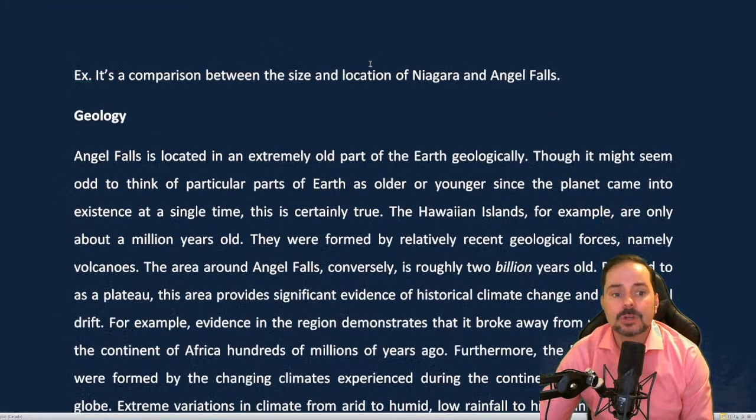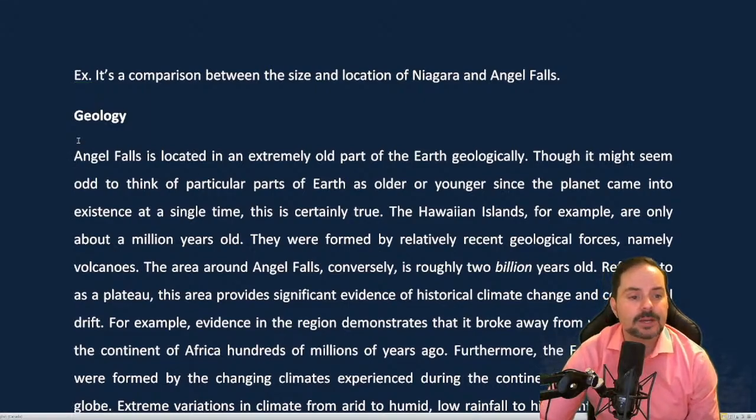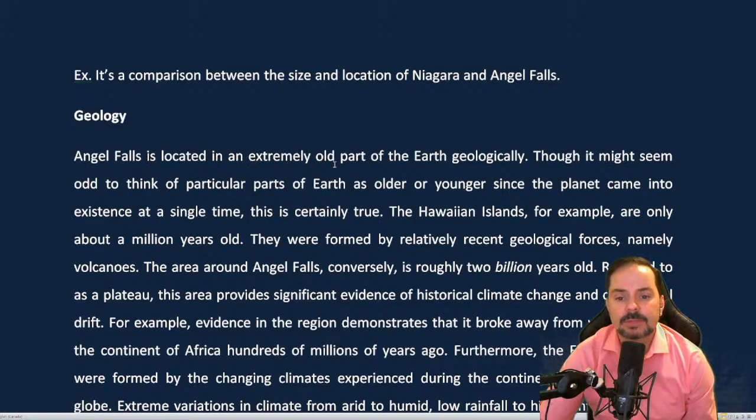Okay, so let's keep reading. We're going to do the same for this next paragraph as well. So read with me. Stay with me. Here we go. Geology. Angel Falls is located in an extremely old part of the Earth geologically. Though it might seem odd to think of particular parts of Earth as older or younger, since the planet came into existence at a single time, this is certainly true.